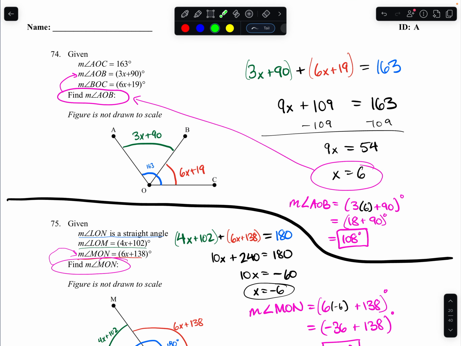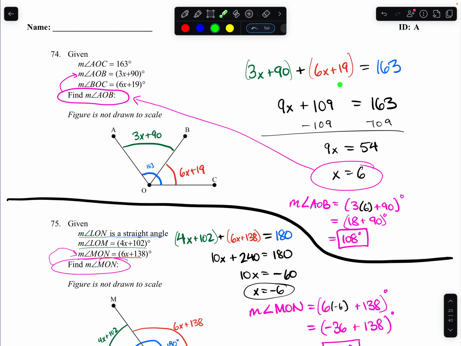73, they tell us the measure of angle AOC, the entire thing, is 163 degrees. But it's broken into 2 parts. They tell us AOB is 3x plus 90. We don't know what x is yet. And BOC, this one here in red, is 6x plus 19. So this is called the angle addition postulate. I can add these 2 parts, the green part and the red part, and it's going to equal the measure of the entire thing, the blue part.